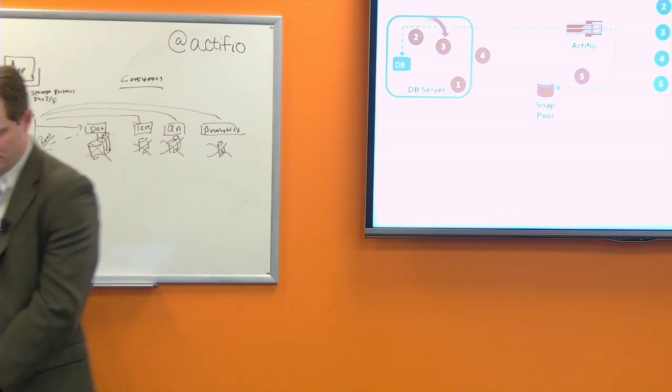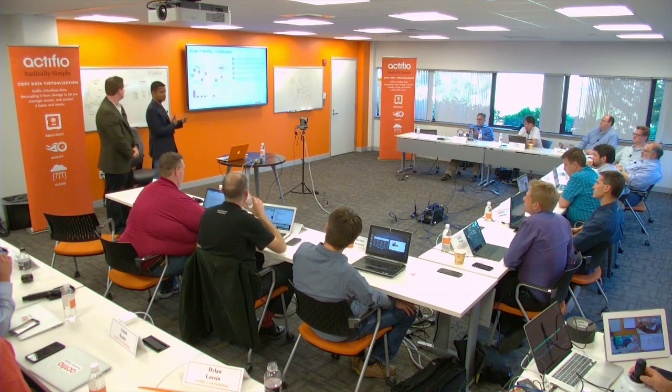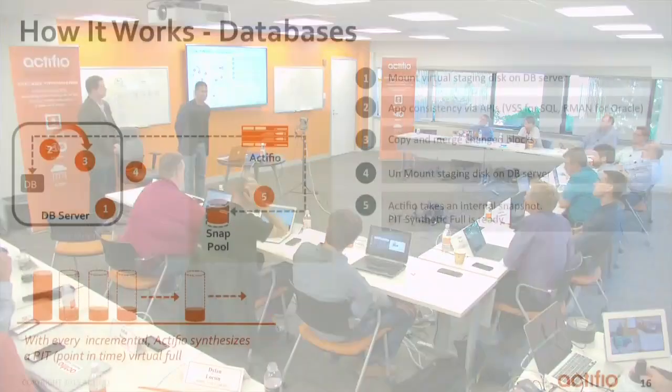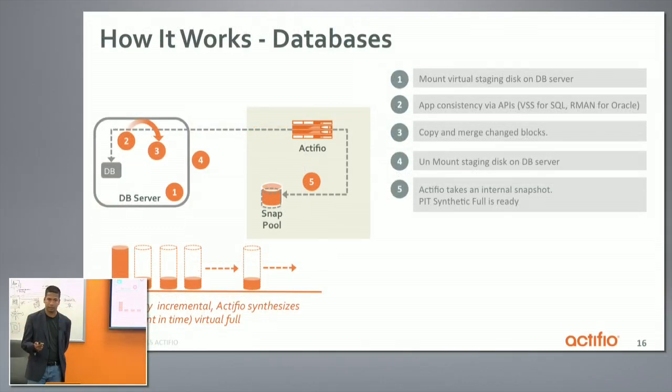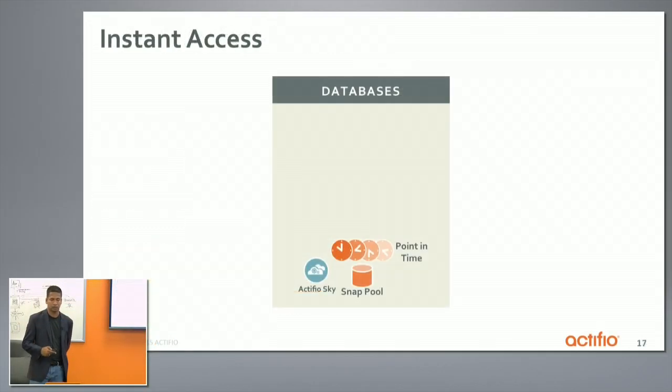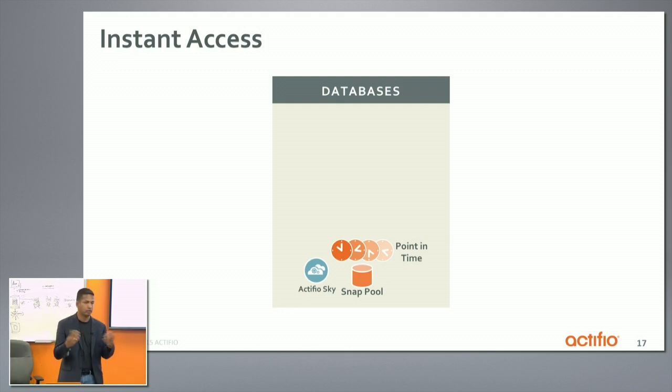Okay, and the result is this familiar cylinder by now, wherein after the first full, it's always incremental forever, and then you have the virtual fulls. So that's how we ingest the data into Actifio, right? So now let's try to see how would people access the data? Remember the use case of one database and all of you trying to get virtual databases on your test machines? This is how you would get that.